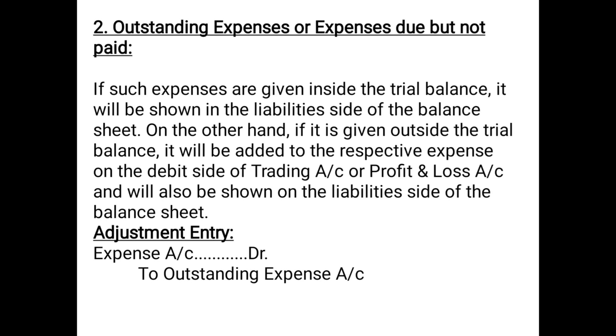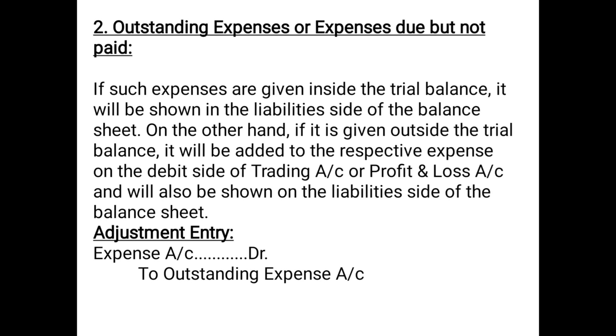On the other hand, it will also be shown on the liabilities side of the balance sheet. So as you can read here, if such expenses are given inside the trial balance, it will be shown on the liabilities side of the balance sheet. On the other hand, if it is given outside the trial balance, it will be added to the respective expense on the debit side of the trading account or profit and loss account, and will also be shown on the liabilities side of the balance sheet. And what can be the adjustment entry? The same entry which we have discussed in journal. The respective expense account debited to outstanding expense account.